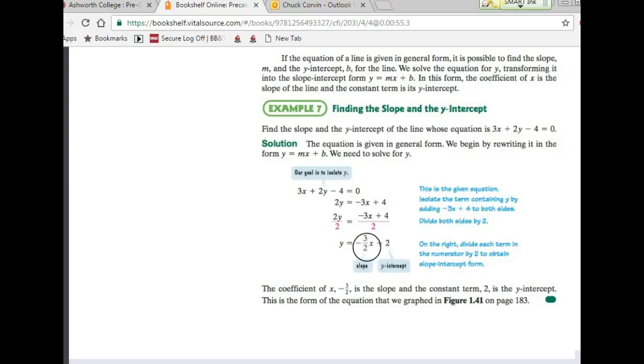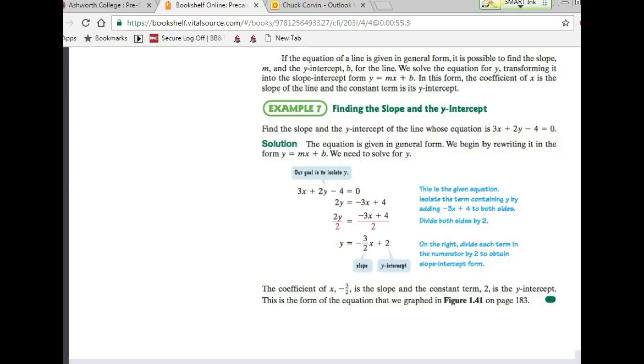Now, once we have this, again, this is called slope-intercept form of a line. And it tells you both the slope, as you can see right here. The slope is negative 3 halves, which means we're going to go down 3 and over 2. But we start with the y-intercept, which is at 2.